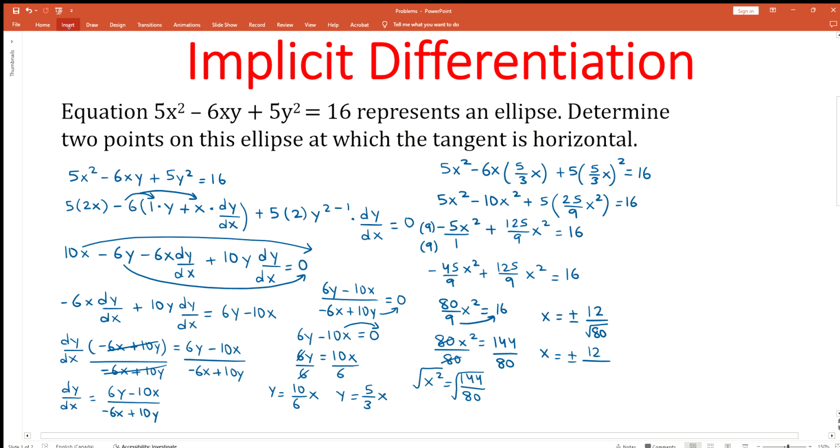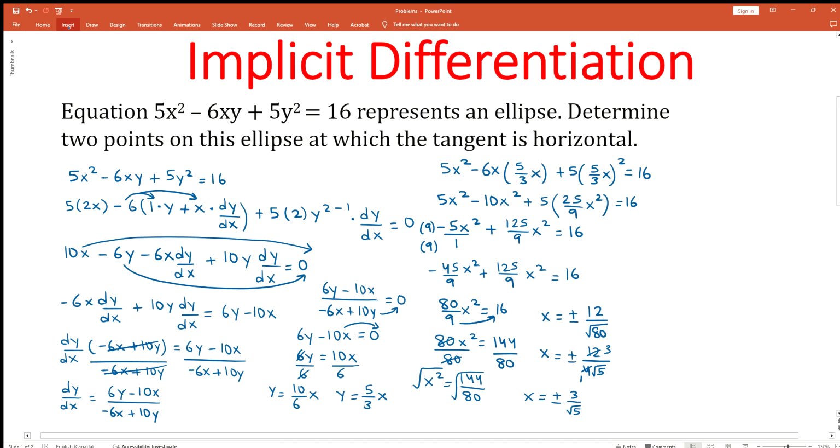We can simplify square root of 80 as 4 times square root 5 because 80 is equal to 16 times 5 and square root of 16 is 4. So we get x equals plus minus 12 over 4 square root 5. We can reduce 4 and 12. I get x equals plus minus 3 over square root 5. We get two x values, one positive, one negative.